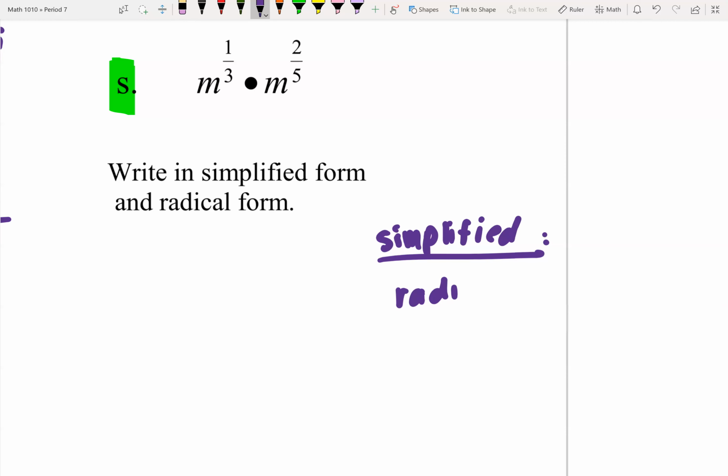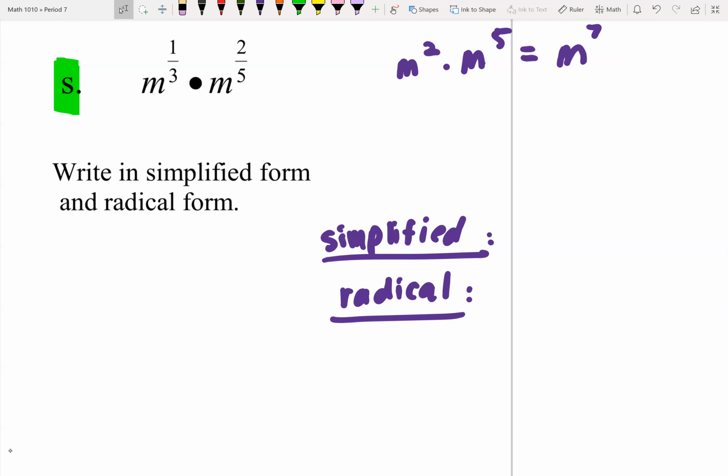Okay, so write simplified and then write radical, because you have to do both forms. Okay? Guys, look. M to the 2nd times m to the 5th. Do I add and get a 7, or do I multiply and get a 10? Add and get a 7. So I have to add those exponents. But I cannot add them because, finish my sentence, I don't have a common denominator.